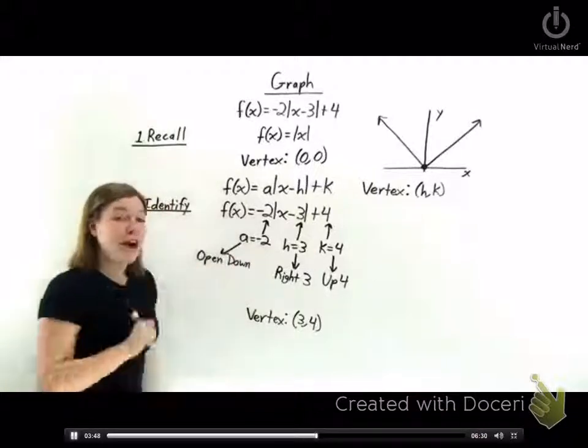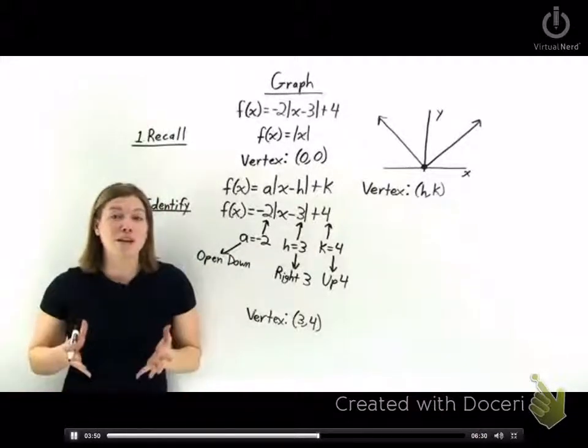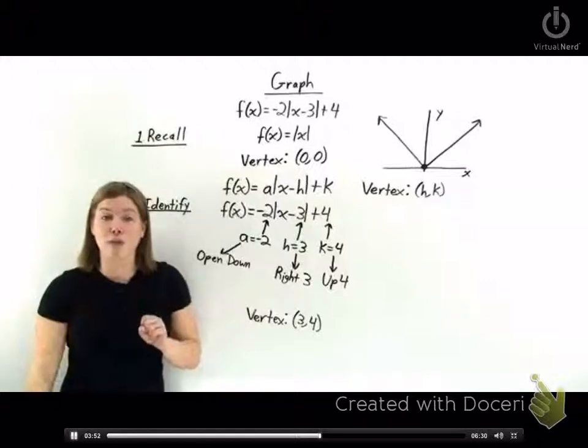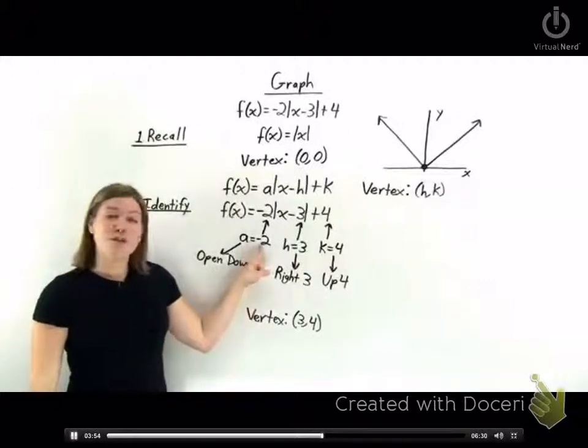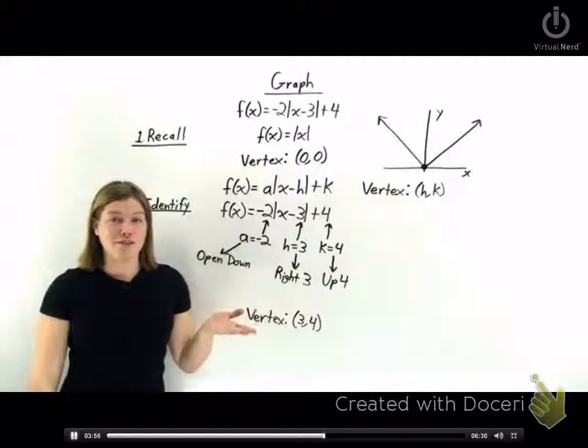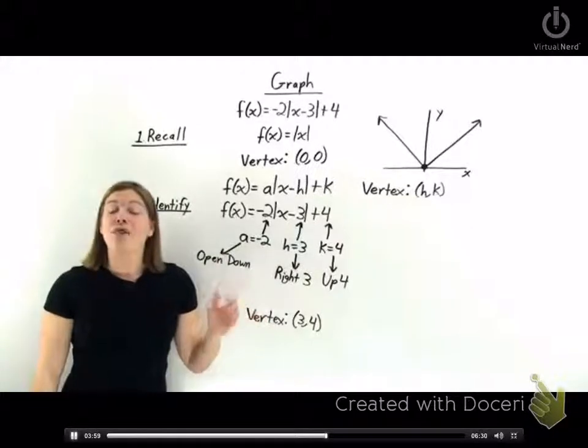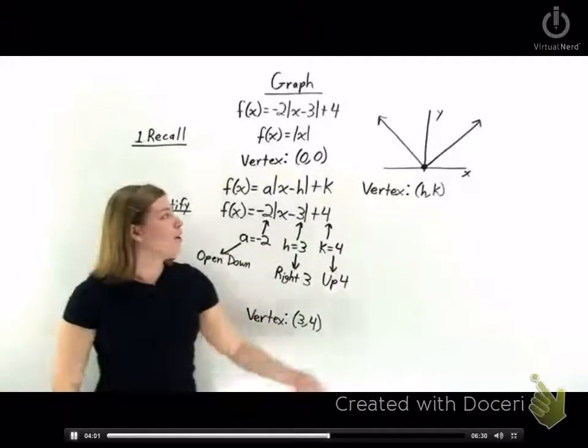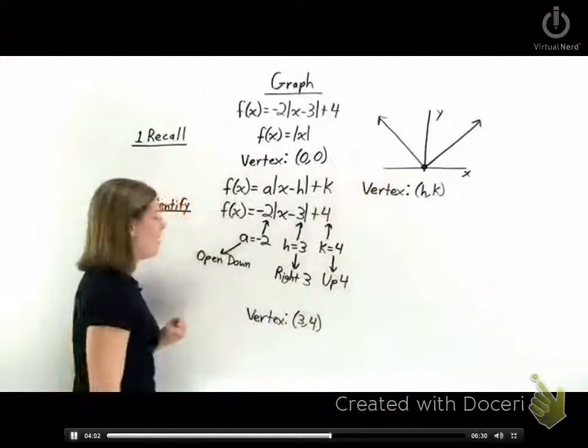Now, let's look at the value of A. That value determines how wide or narrow our graph will be. If we take the absolute value, the absolute value is 2, which is greater than 1. That means our new graph will be narrower than the original parent function.